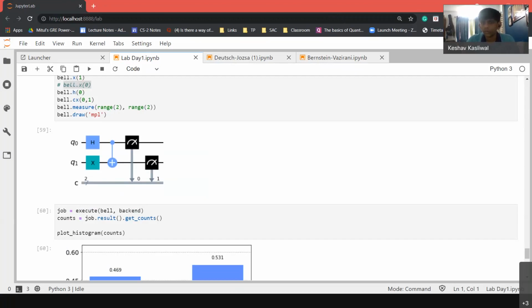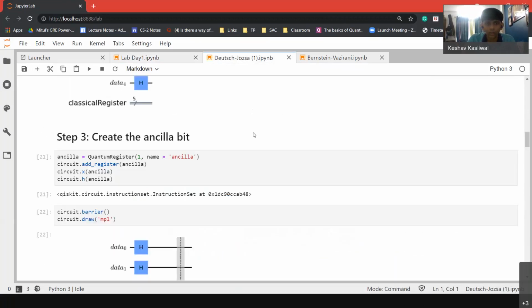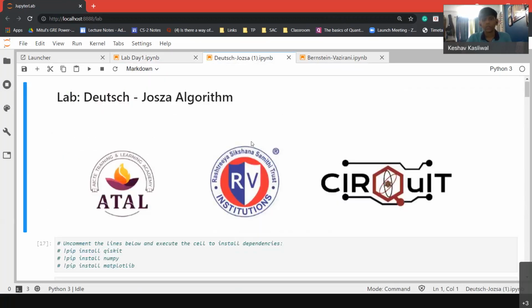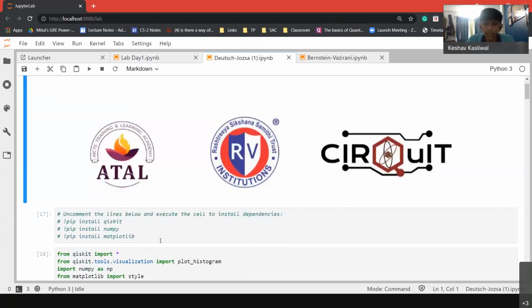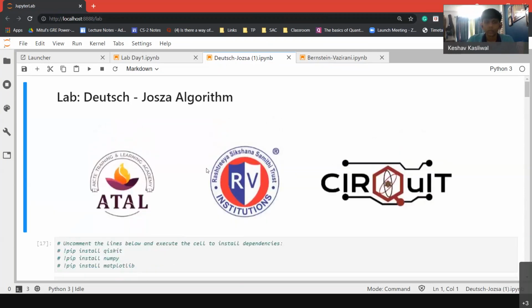Meanwhile, I'll go on to the algorithm now. In all of the notebooks that we'll share, we have certain functions over here. If no one has installed Qiskit, they could just uncomment these lines and install it at their own pace. So moving on to the Deutsch-Jozsa algorithm now. Since I don't see questions over here, now we'll move on.